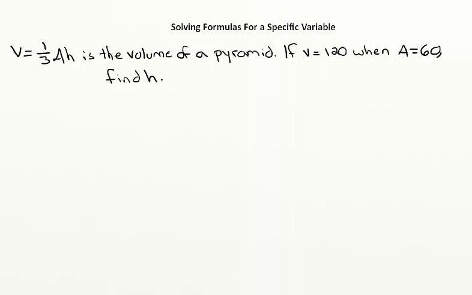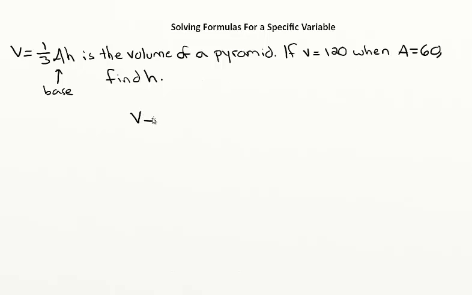Today we are going to work on solving formulas for a specific variable. Here we have this equation, volume equals 1/3 area times height, which is the volume of a pyramid. This is the area of the base times the height of the pyramid. If the volume is 120 when the area of the base is 60, find the height.